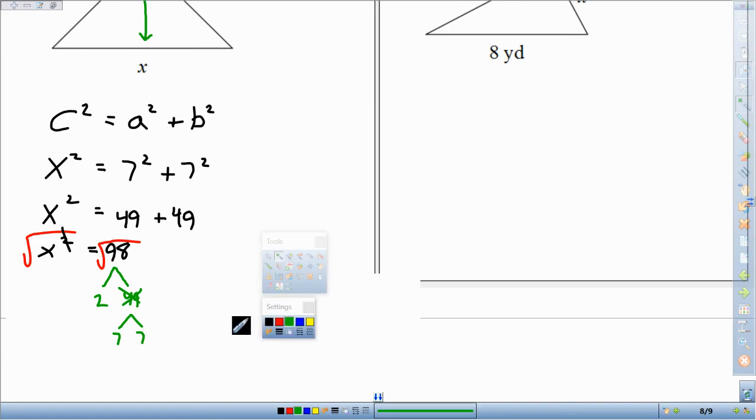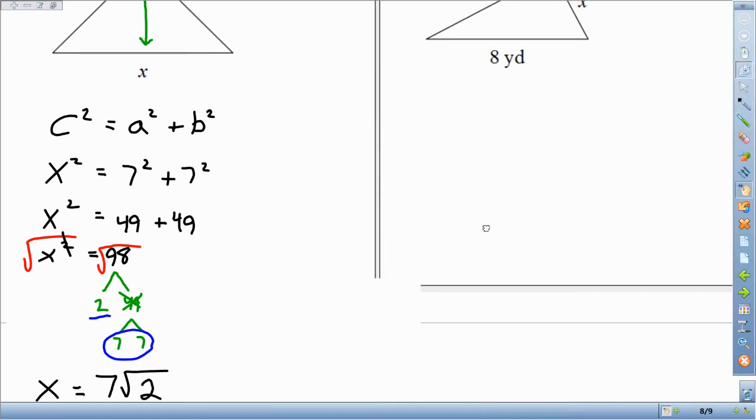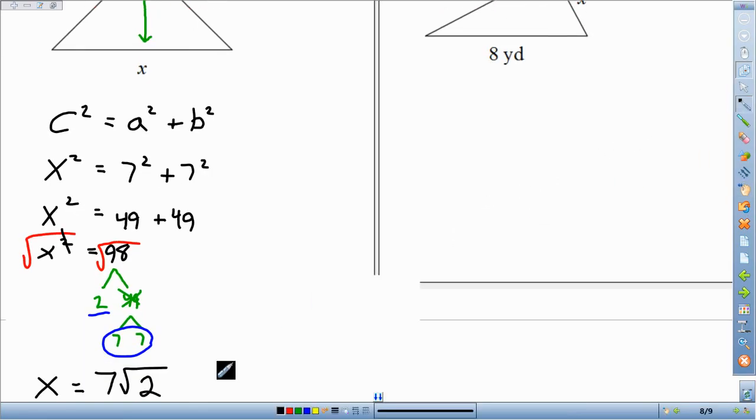Now that it's broken down to its prime factors, we can look for pairs of numbers to take out. Numbers that do not pair up stay inside the radical. So it looks like we have a pair of 7s and a 2 staying inside. The pair of 7s means the 7 comes out of the radical, and what stays inside is what does not pair up. So there's the simplified form of the square root of 98: 7 square root of 2. So let's say x equals, and by the way, our units were inches on this one, so 7 square root of 2 inches.